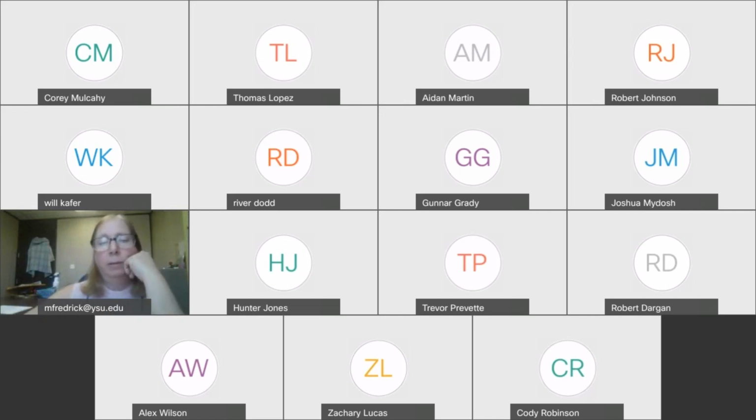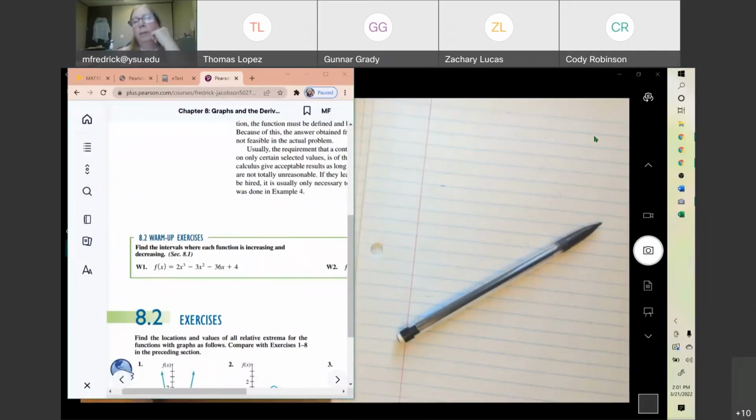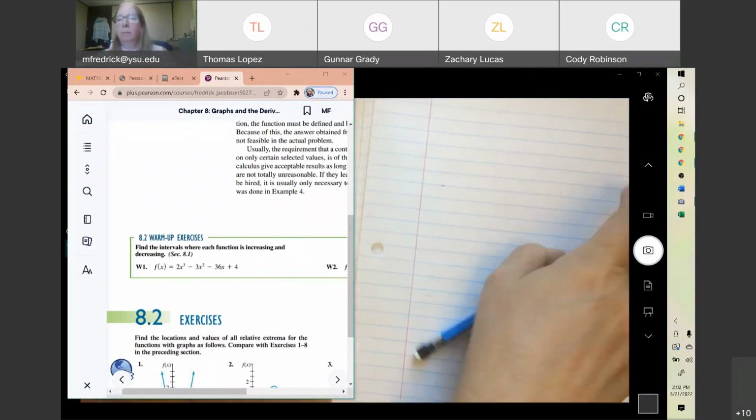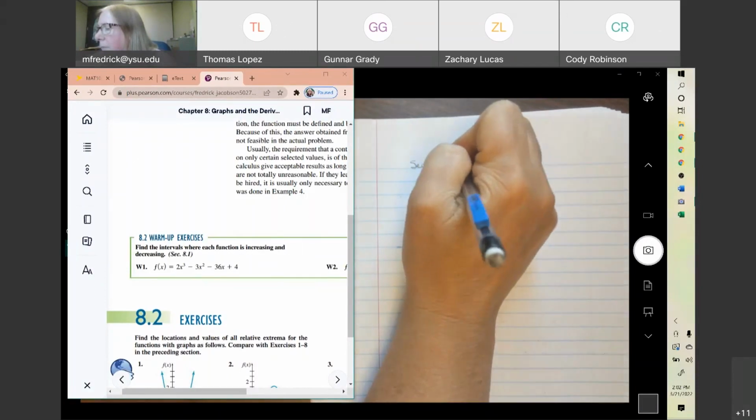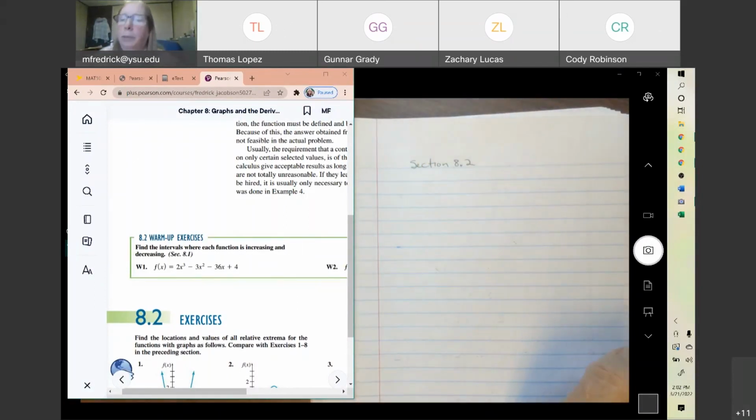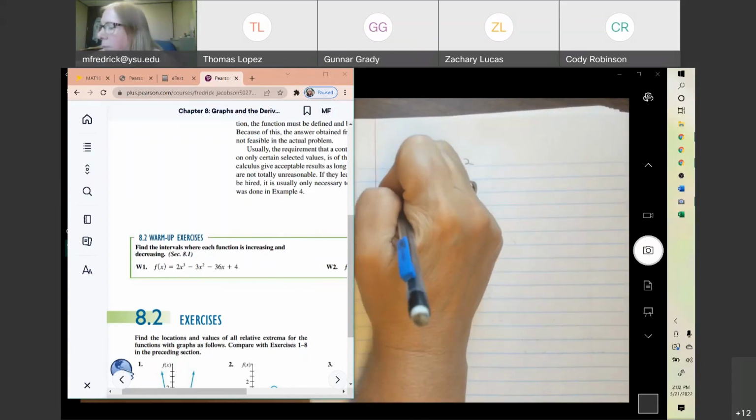Okay, 8.2 starts out with some definitions of critical number and relative max and min. And I talked a little bit about it when we were finding the derivatives before. So in section 8.2, the first definition is what a critical number is.